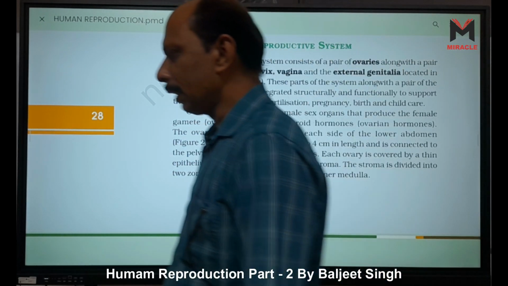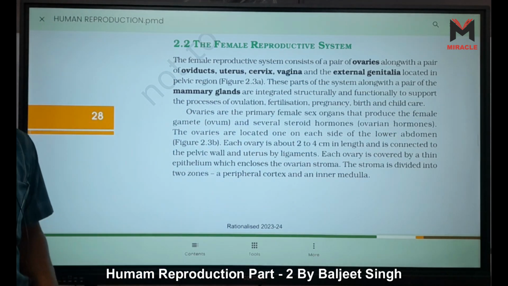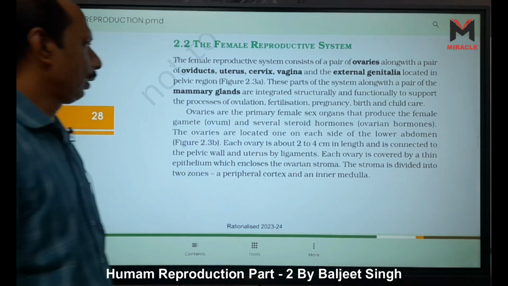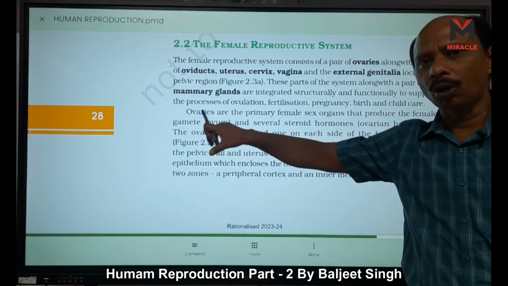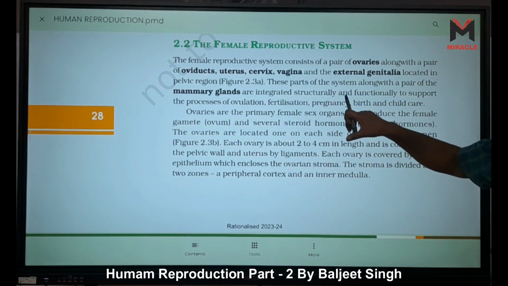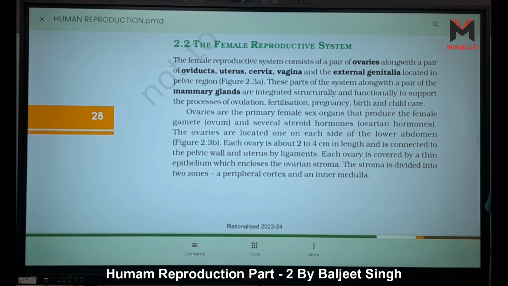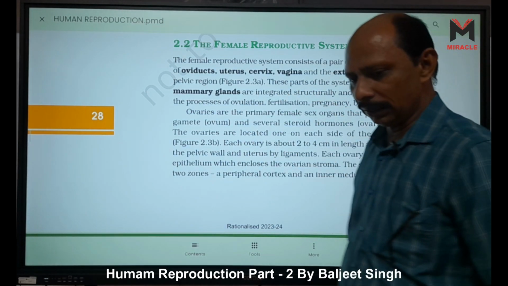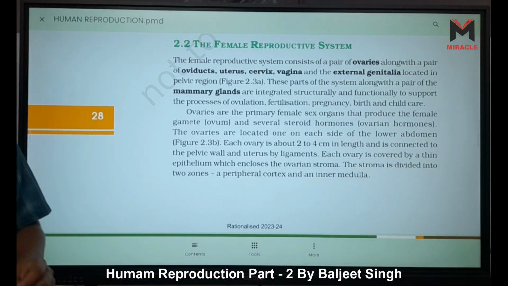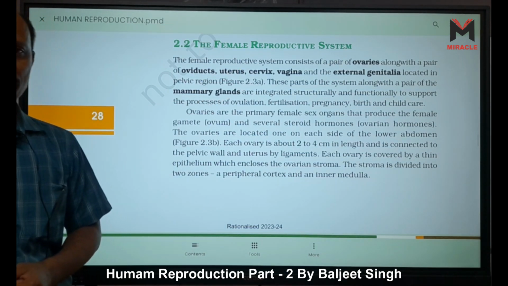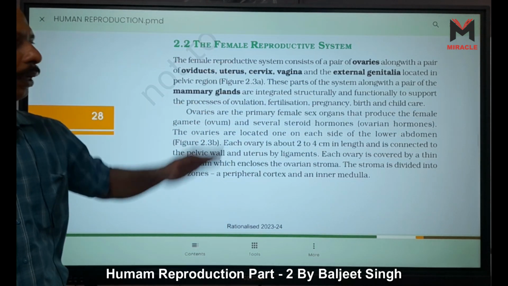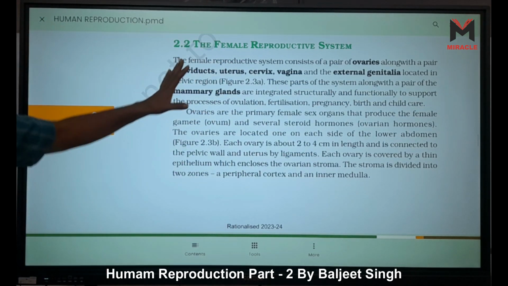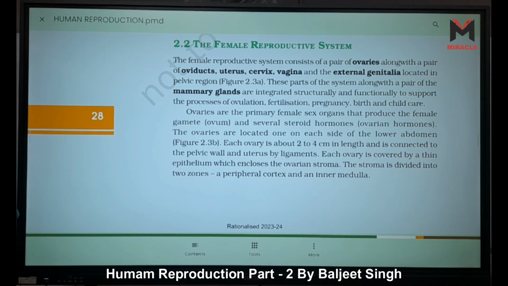Look here, the mammary gland is not a reproductive part of the female, but it is an accessory part. Mammary glands are integrated structurally and functionally to support the process of ovulation, fertilization, pregnancy, birth, and child care. It is integrated with reproductive organs, which is why it is also called a secondary sex character. It is not a reproductive organ, but it is a secondary sex character in females, integrated with the reproductive system. So we also read the mammary gland with the female reproductive system.